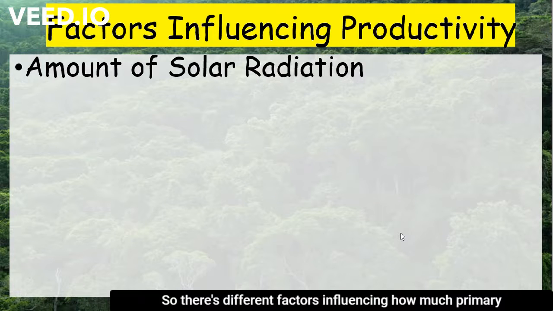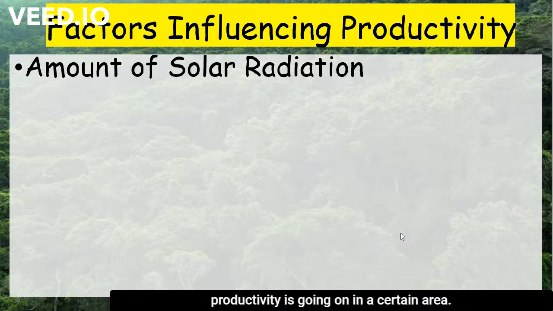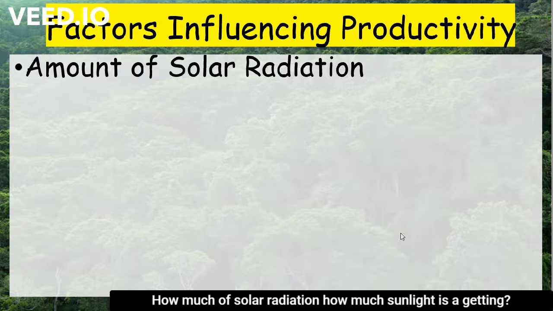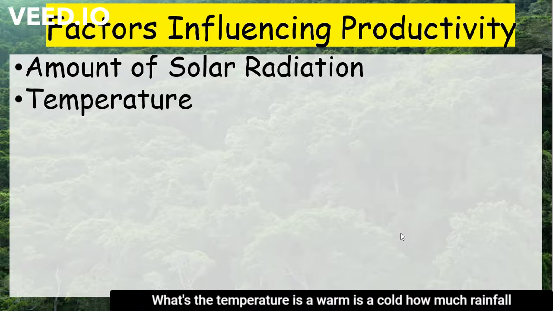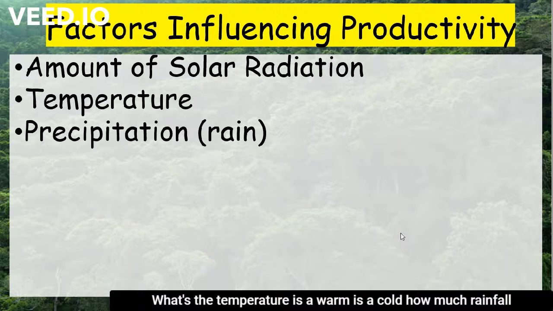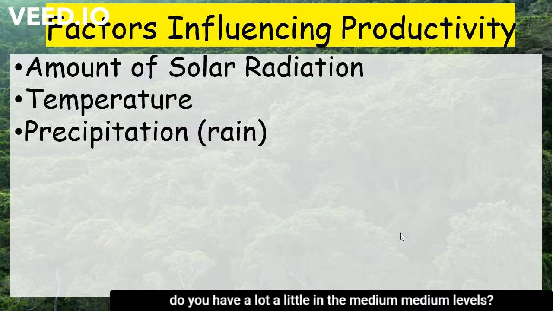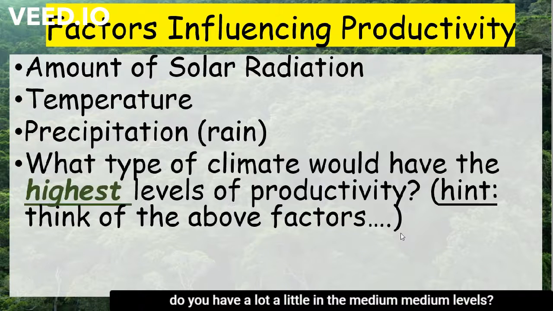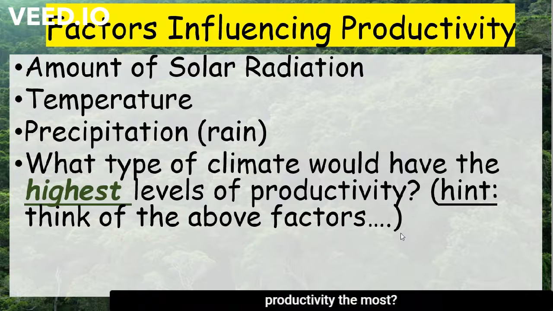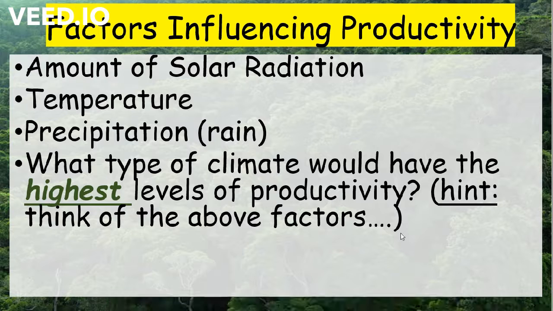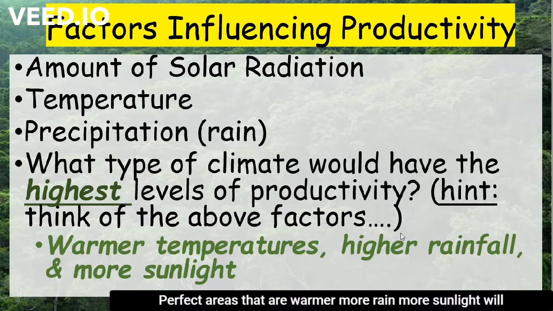So there's different factors influencing how much primary productivity is going on in a certain area. How much solar radiation, how much sunlight is it getting? What's the temperature? Is it warm? Is it cold? How much rainfall do you have? A lot, a little, in the medium levels? So, what type of climate would have the highest levels of productivity the most? Perfect. Areas that are warmer, more rain, more sunlight will have more of the productivity.